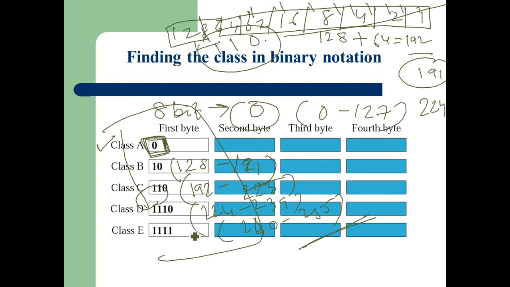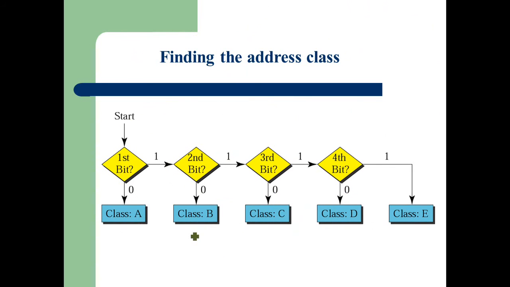I can actually split this entire range of IP address space into 5 different classes. Now, what is the algorithm? How to check which class this particular IP address belongs to? So if the first bit is 0, class A. If not, then it is 1. Then if the second bit is 0, then it is class B.